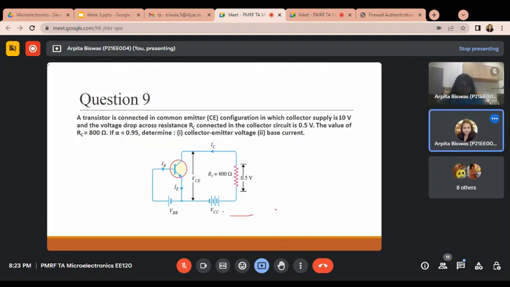See, here VCC is given, this 10 volt, and this voltage drop is also given. So what is the value of IC? Because the resistance value is given and also the voltage across this resistance is given. What is the value of IC? 6.25 into 10 power minus 4, ma'am. I mean, amperes, ma'am.